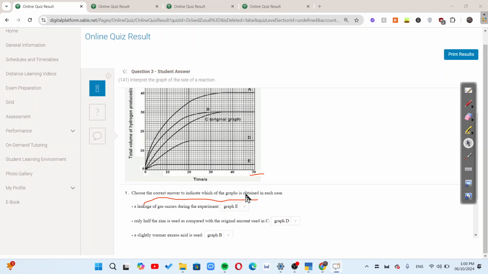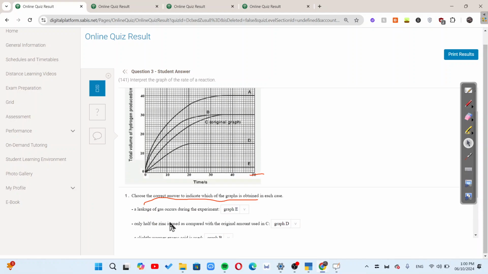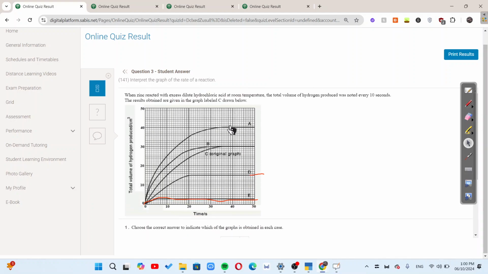Slightly warmer, excess acid: we told you that if you change anything other than the limiting reactant, you're only changing the rate. You're not changing anything about the ending of the graph. It's going to remain constant, so you choose B in this case. And greater mass of zinc, like we said, if you increase anything in the excess, you're going to have a higher end of slope. So A is your answer because you increased an excess.